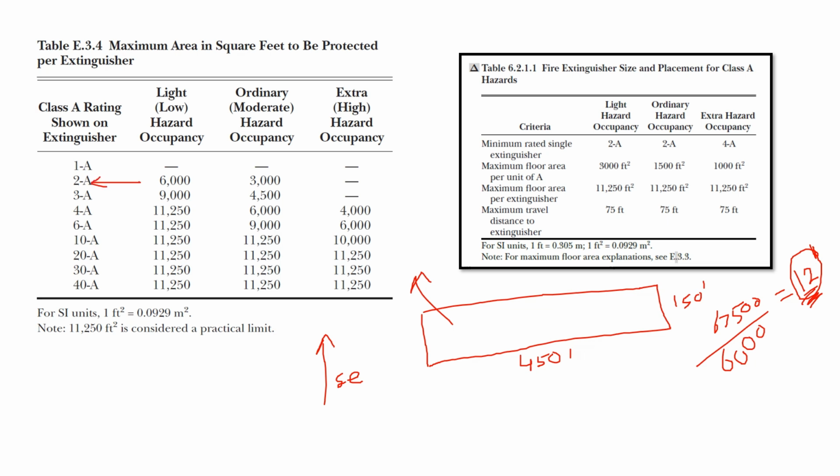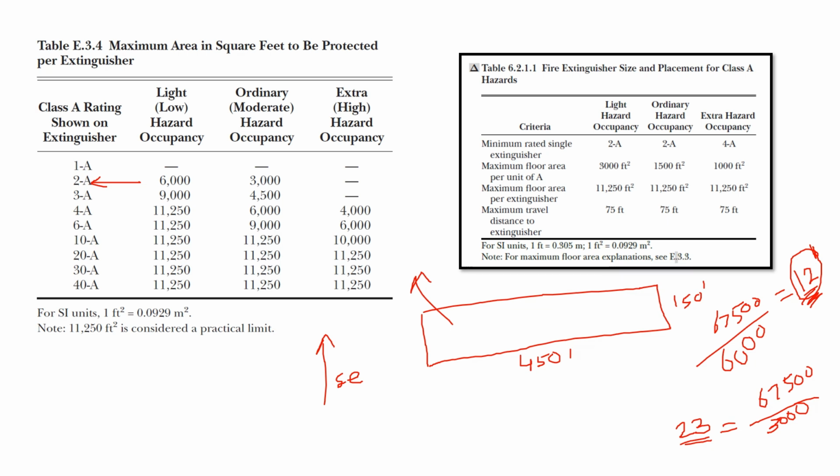So for the same building, if the floor is ordinary hazard, then I am going to consider 67,500 divided by, here if you see in this table, I am going to consider the 2A rated fire extinguishers only, but with 3,000 square feet I will divide. So here, if you see on your right hand side, 3,000. Then I am going to get about 23 extinguishers.